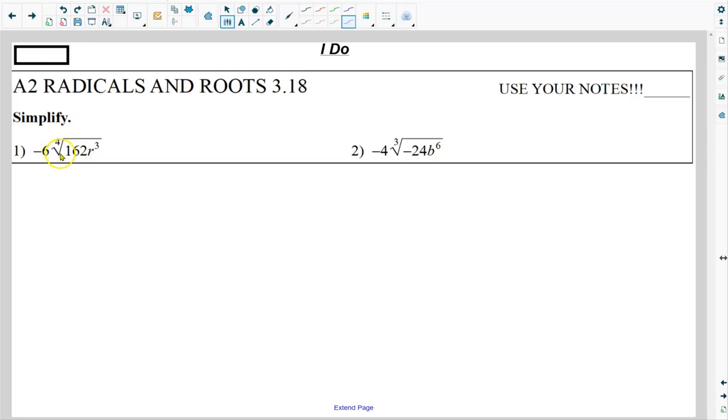Really, the main thing is we're tying now officially vocabulary to the concept we've practiced in the past, okay? Here's the index, here's the radical, and here's the radicand, okay? And while we're at it, here's a coefficient, just some number already on the outside. So what we want to do is we want to break this guy up first, okay?